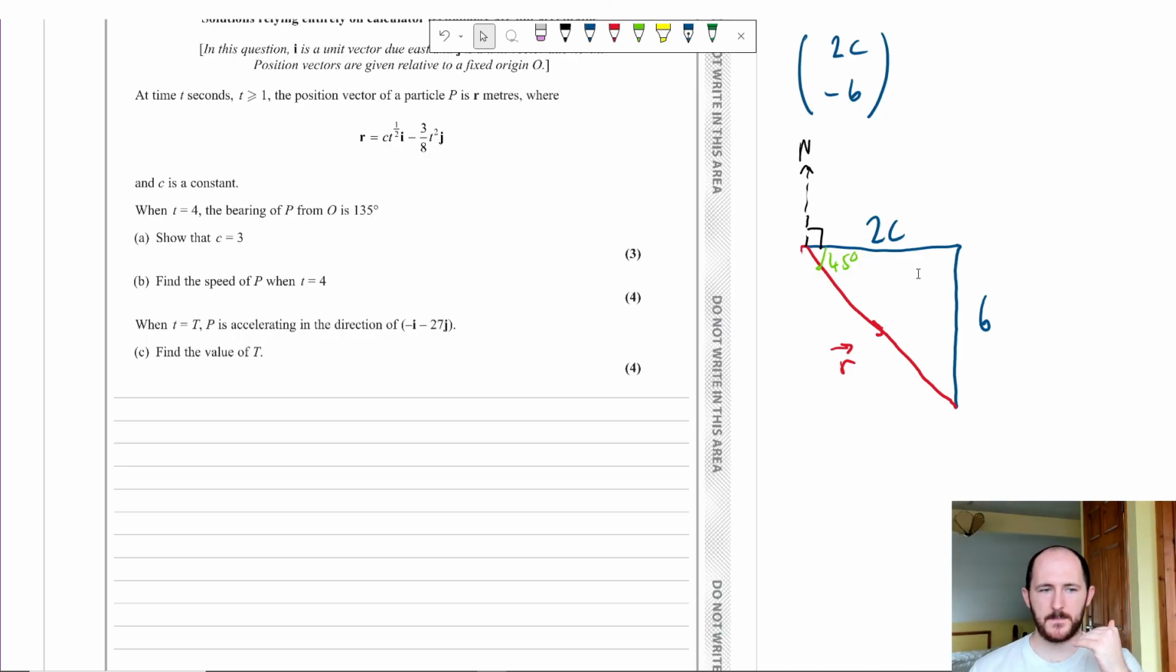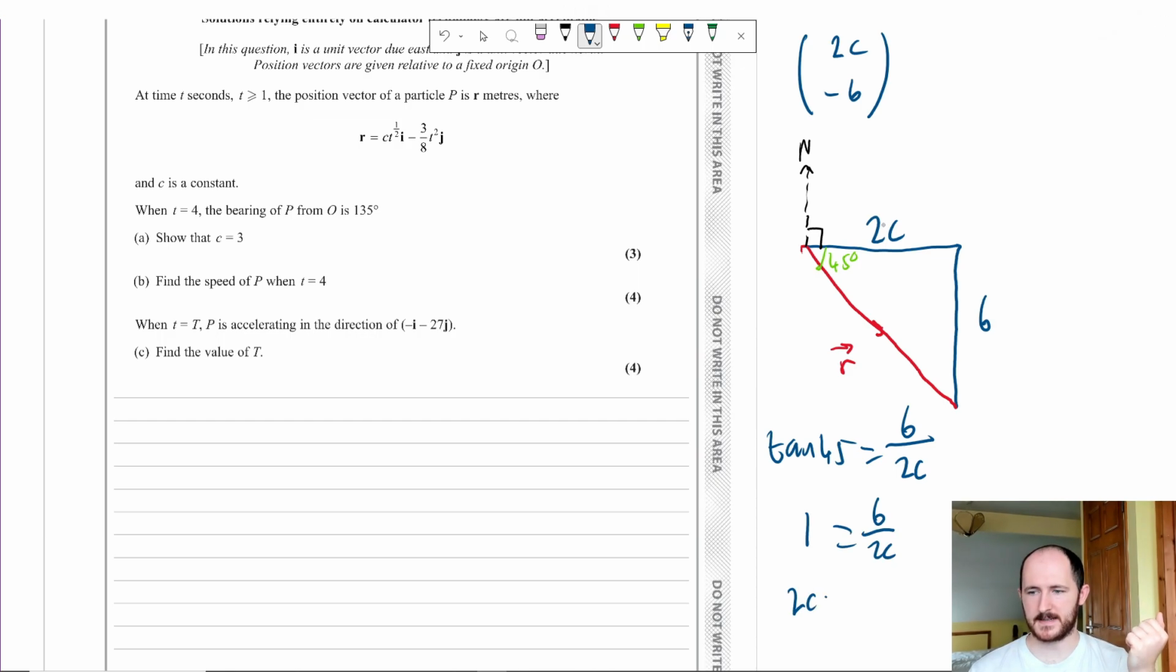Now, another way to do it is obviously using trigonometry, right? So opposite and adjacent, so we have tan 45 equals opposite over adjacent. Now tan 45 is just equal to 1.